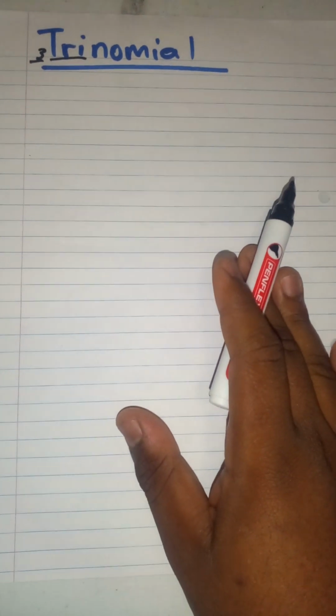Today we'll be continuing with our lessons on factorization of algebraic expressions. We'll be doing trinomials. As you can see, the word "tri" means we'll be dealing with an expression that consists of three terms, something like ax squared plus bx plus c, with c being any number, a constant.